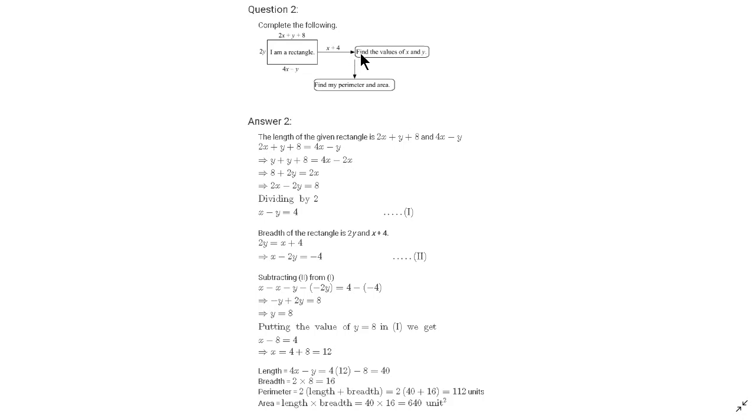Now what we have to do is find the values of x and y. How to find the values of x and y? By solving simultaneous equations. How to create simultaneous equations? By using conditions. So what are the conditions given here? Only one condition is given. What is it? It is a rectangle. This is the condition that we will use to create two simultaneous equations.